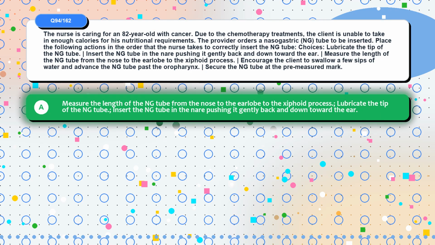The correct answer is option A. Measure the length of the NG tube from the nose to the earlobe to the xiphoid process. Lubricate the tip of the NG tube. Insert the NG tube in the naris, pushing it gently back and down toward the ear.